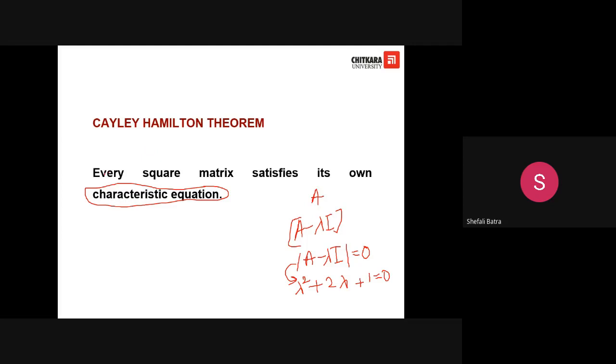What does the theorem say? Every square matrix satisfies its own characteristic equation. So this was the given matrix, and it must satisfy this characteristic equation. So what will you do? You will replace lambda with A: A square plus 2A plus identity matrix. You will evaluate this left hand side, and if it is equal to 0, it means this square matrix satisfies its characteristic equation, right?